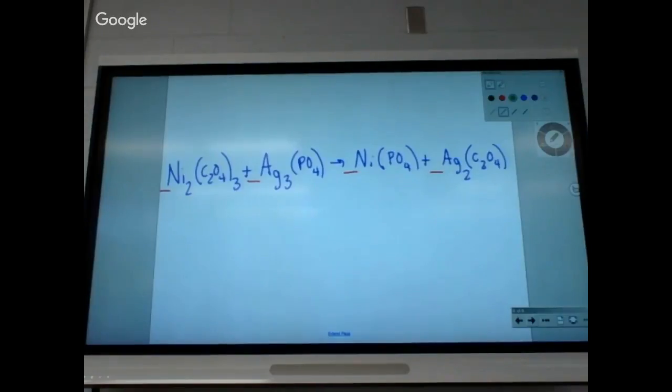No, I was going to do it with you. I was just giving you a write-it-down. Is that a 3 or 2 on the last C? On the last C, C2O4, it's oxalate.